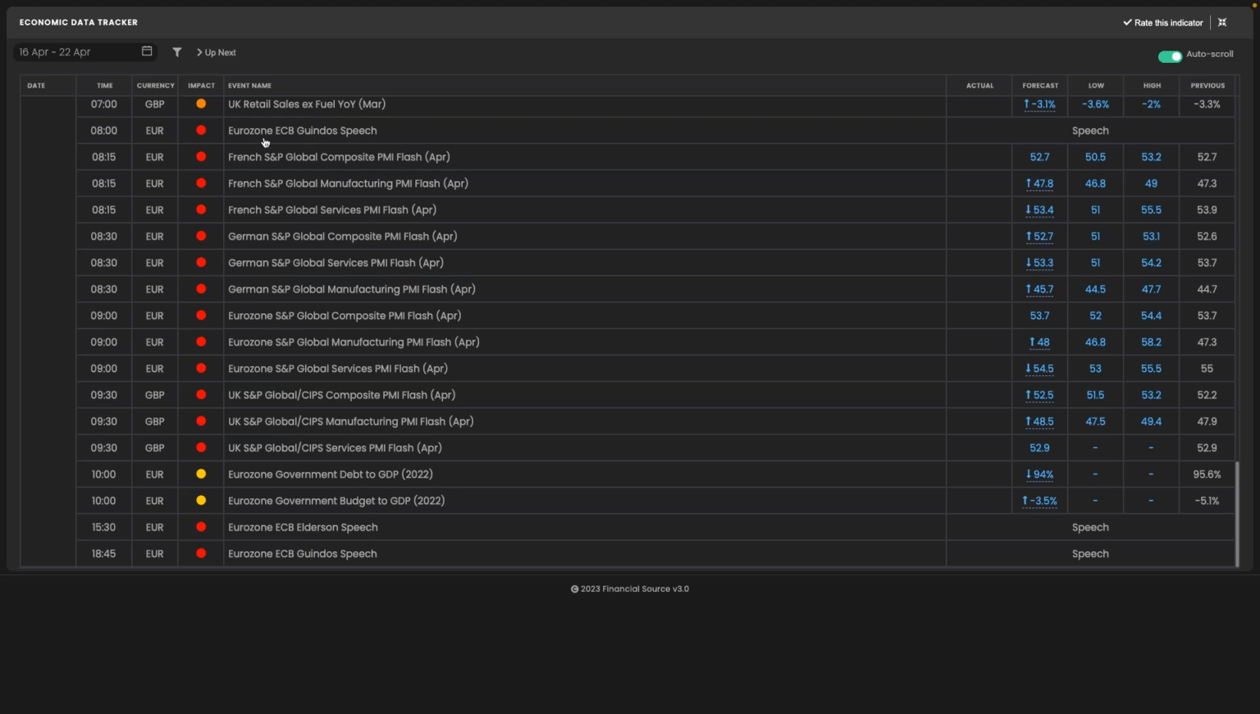I want to see if the French data is very bad, but the UK data is good, then you could expect euro pound downside. So if this comes in very poor, but then we see a beat from the UK data.